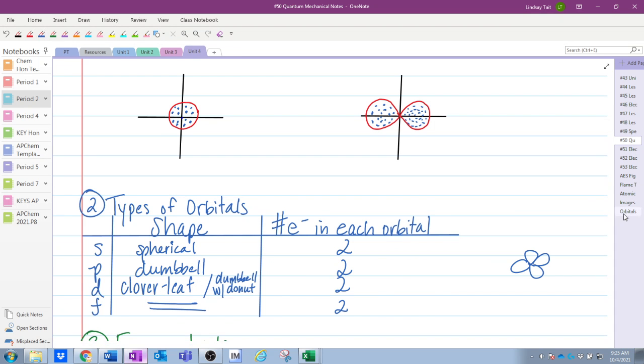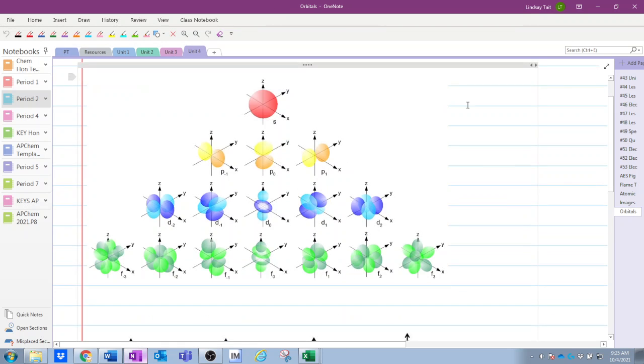All right, so let's take a look at some pictures here. So here is a breakdown of all of the 4 types. At the top, we've got the S. There's our sphere. Here, this is a dumbbell. They're using the yellow and the orange for the 2 different sides of the dumbbell. Here, this would be a clover leaf. You've got 2 pink and 2 blue for the clover leaf. And also, if you're curious, there's that dumbbell with the donut. The 2 blues are the dumbbell, and then the purple is the ring for the donut.